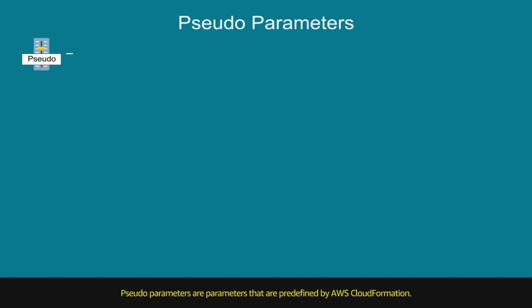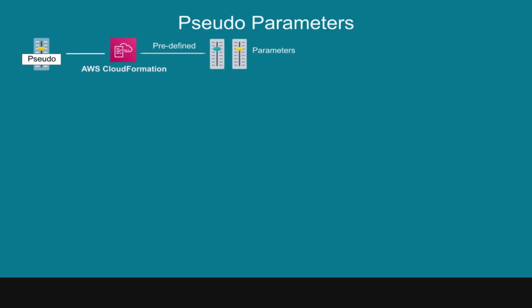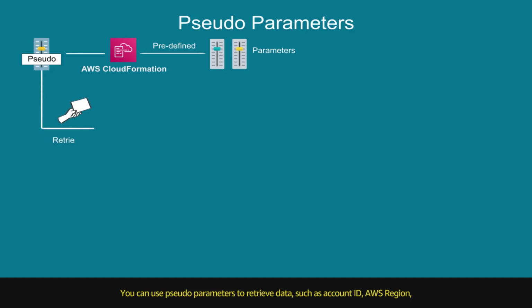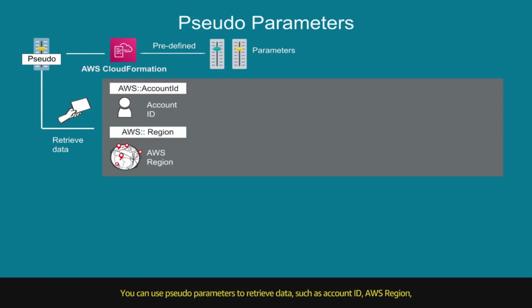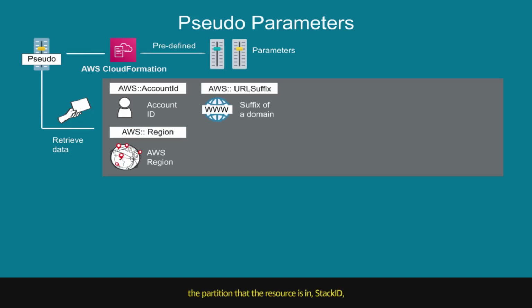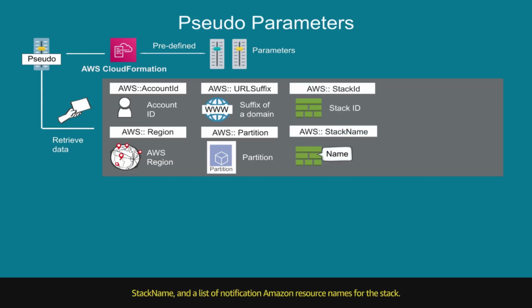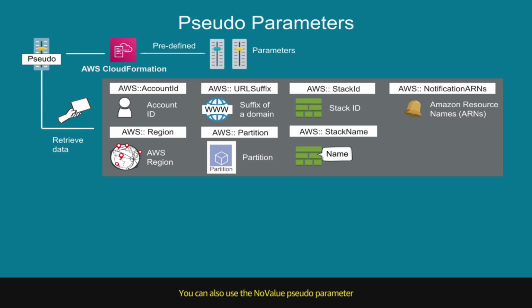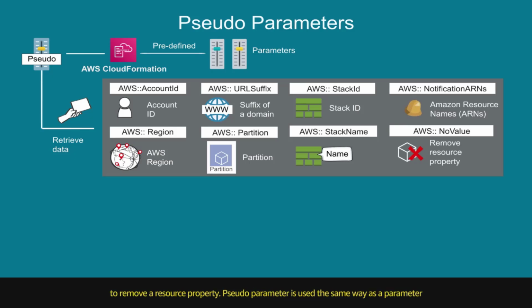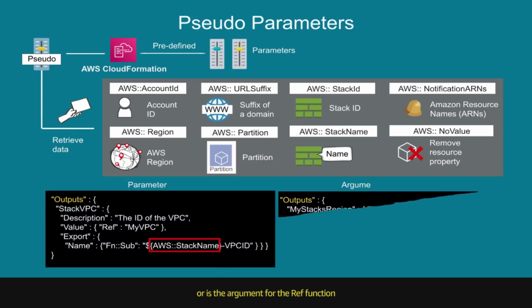Pseudo-parameters. Pseudo-parameters are parameters that are predefined by AWS CloudFormation. You can use pseudo-parameters to retrieve data, such as account ID, AWS region, the suffix for a domain, the partition that the resource is in, stack ID, stack name, and a list of notification Amazon resource names for the stack. You can also use the no-value pseudo-parameter to remove a resource property. A pseudo-parameter is used the same way as a parameter, or as the argument for the ref function.